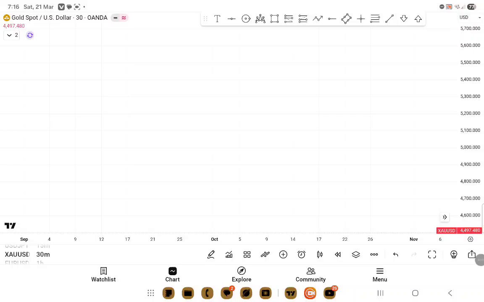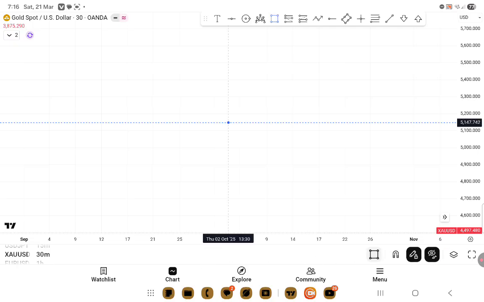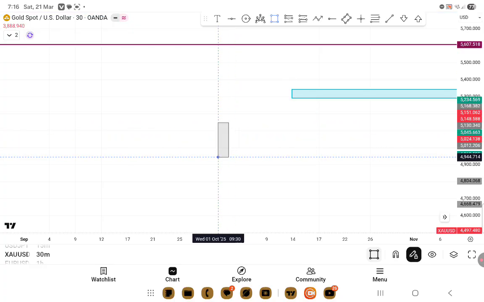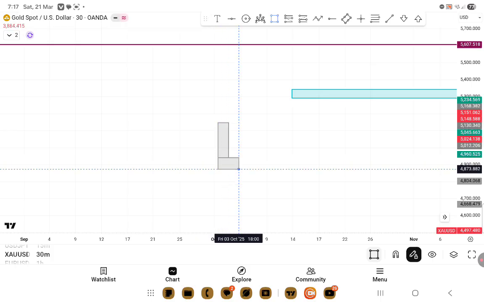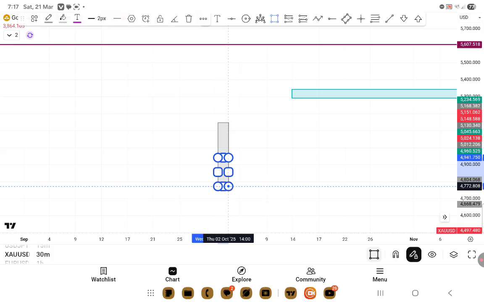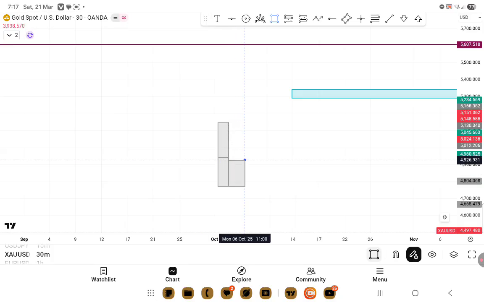So, welcome everyone. This is a strategy that I'll be teaching you guys. It's very simple and easy to do. What we're looking for is just a candlestick that's big, and then a wick.